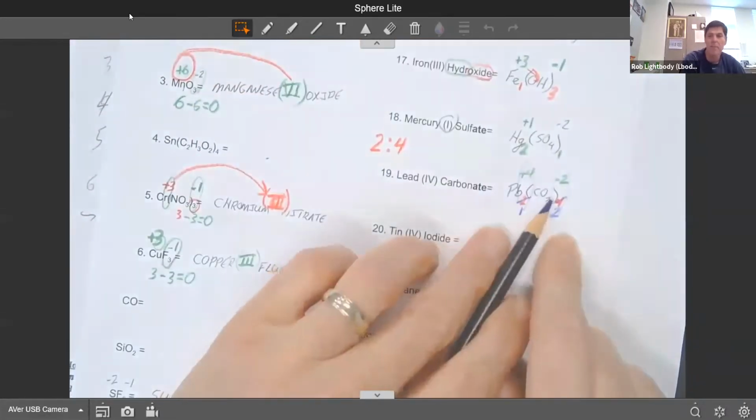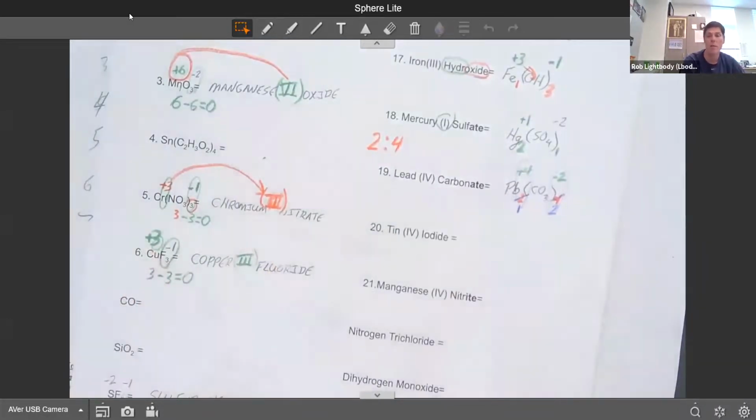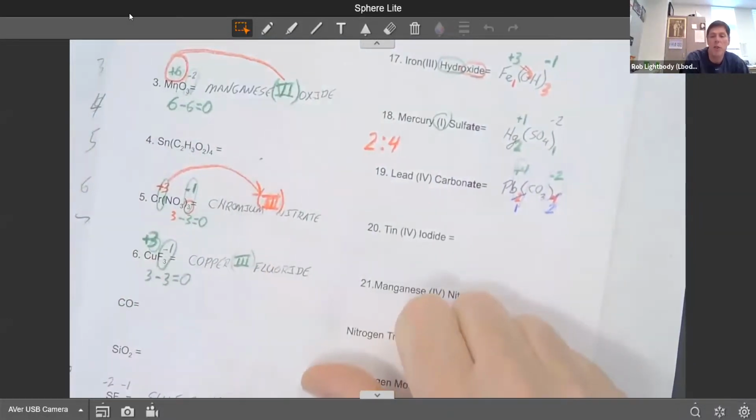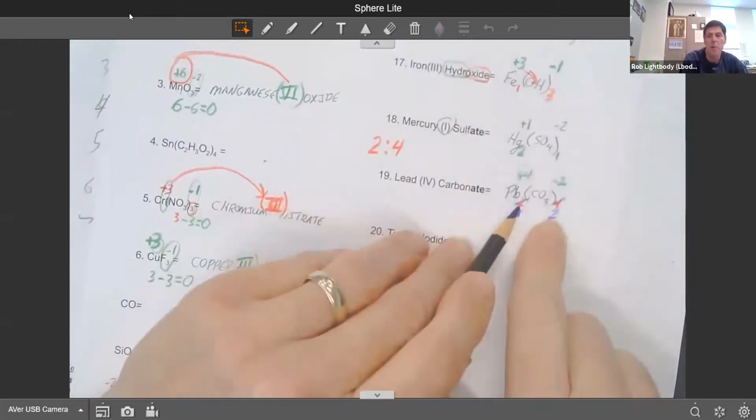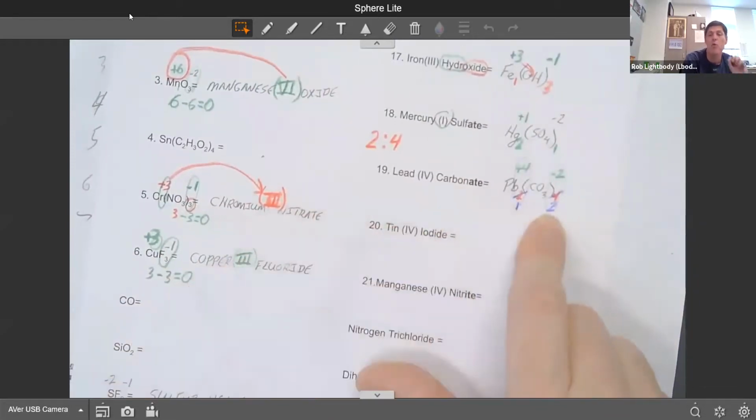If you cross down, great. Crossing down works. The one thing you must check is if it can be reduced. If it can, you must. Okay.